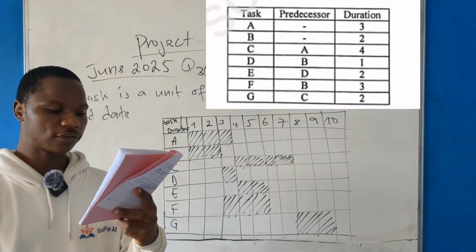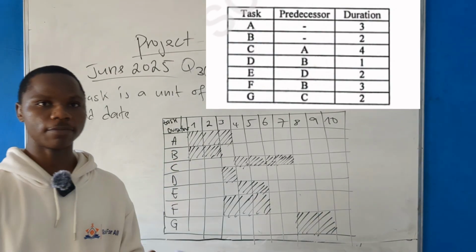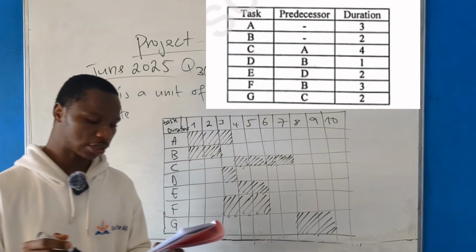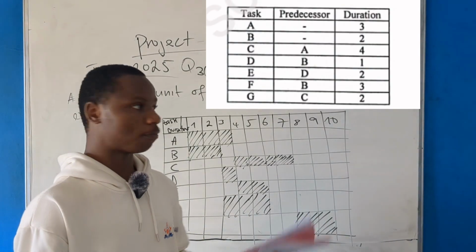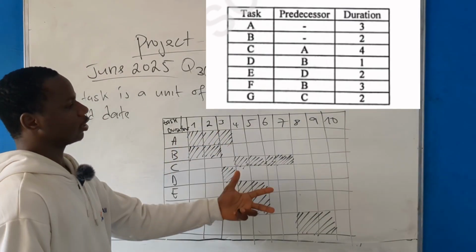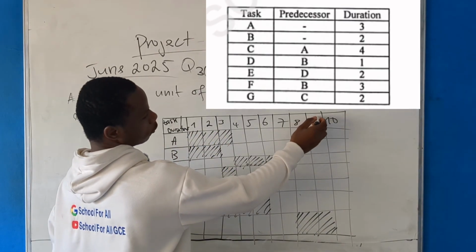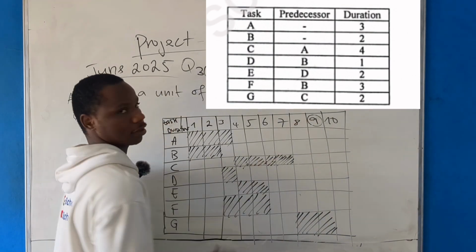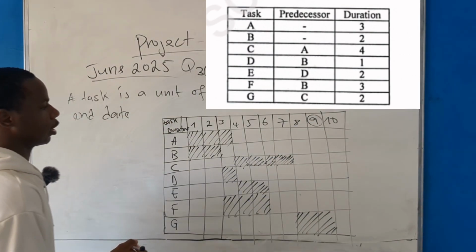Good. The next question is determine the critical path. So the critical path simply represents what? The longest sequence of dependent tasks. Good. That determines the minimum time to complete the project. Like from this Gantt chart, I'm saying that the duration of this project is 9 days, because the last task ends at day 9. So let us check the critical path.